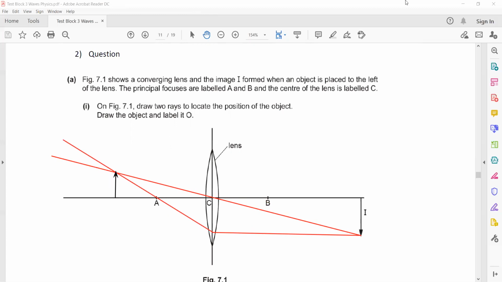Sir, just a minute. Can it be like this? Yes, you can draw like this as well. The same thing. Because there are three rays, you can select that one also. The one passing through the focus will pass straight, so it will also intersect at the same point.